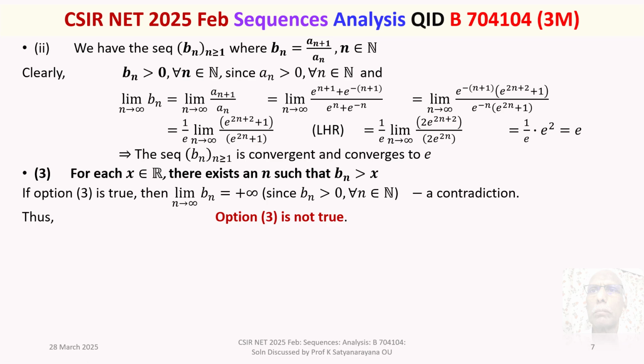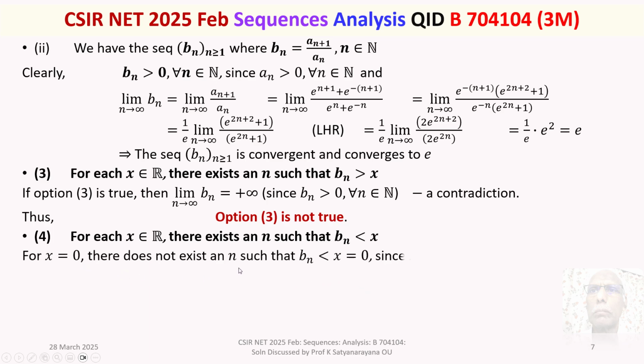Option 4 is also not true. Why? For each x belonging to R, there exists an n such that b_n is less than x. We have already observed b_n is positive for all n. We take the situation when x is equal to 0. Does there exist an n such that b_n is less than 0, that is, b_n is negative? No. b_n is positive for all n belonging to N. Therefore, this is not true. So, for x equal to 0, there does not exist an n such that b_n is less than 0. Thus, option 4 is not true. Summarizing all the options, the answer to this question is option 1.